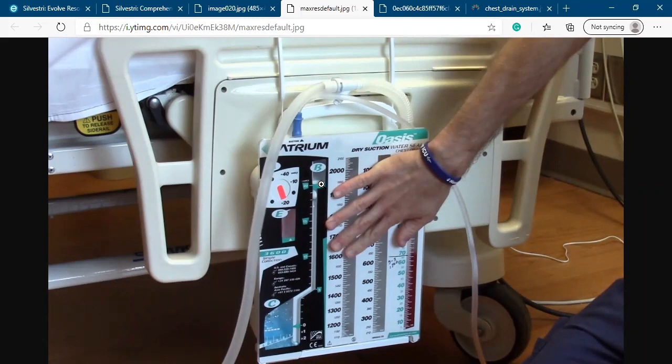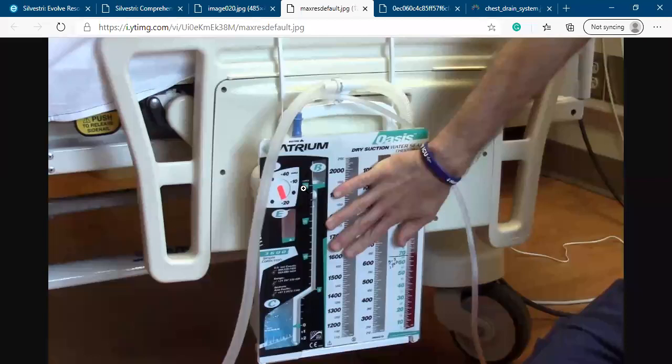So basically this chest tube helps to re-expand the lungs. After the surgery, we have to have something to help regain the function of the lungs. This chest tube can help re-expand the lungs.